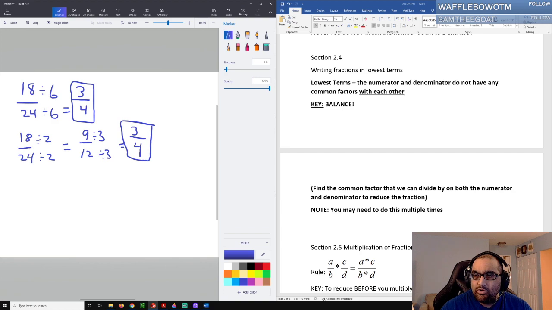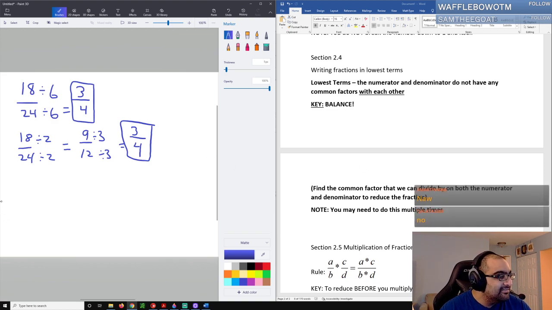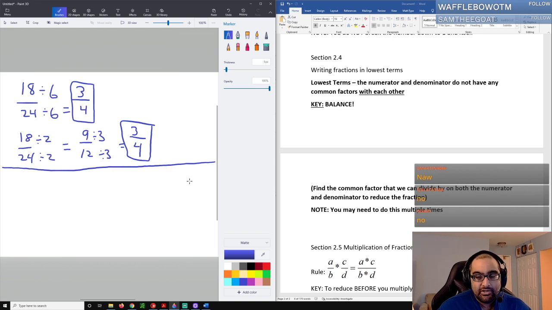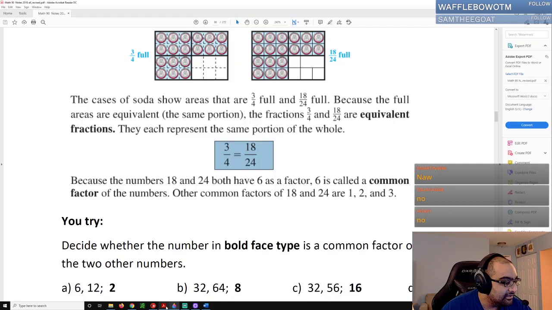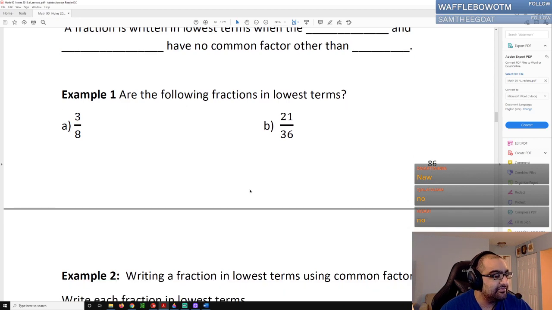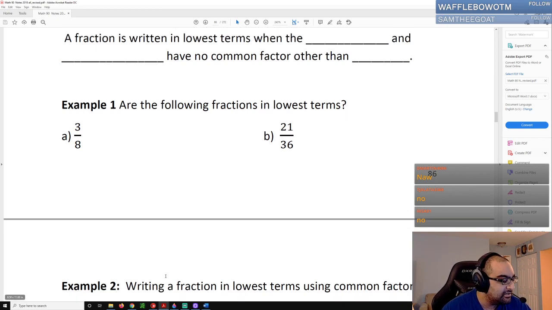All right, any questions about that? No. All right. I'm going to do a few more examples, of course. So lots of examples in this section. Okay, let's go ahead and do another one. All right. Let's go with this one here.